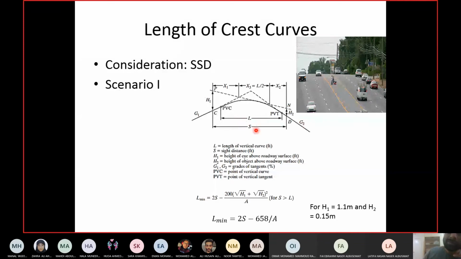So you see what the scenario is: S is more than the length of the curve. Sight distance is more than the length of the curve. In that case, the length of the curve will be found from this equation.